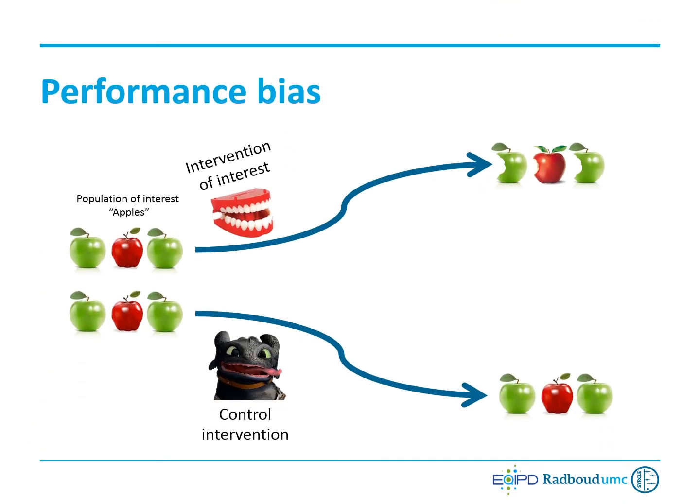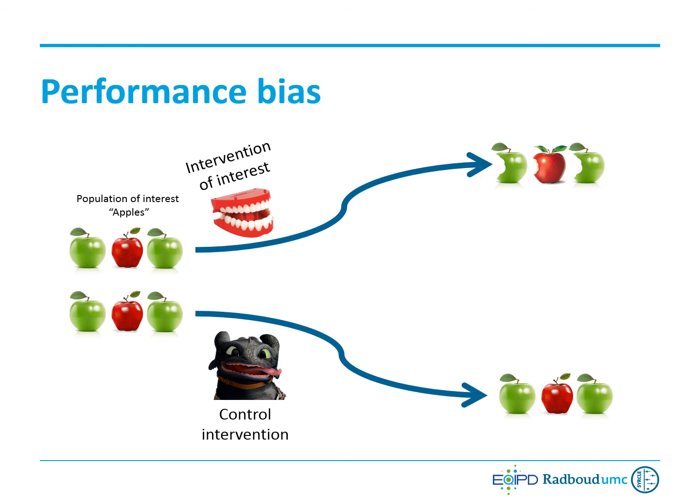Back to our imaginary experiment with 2 groups of 3 apples. In one group, we apply the intervention of interest, which is exposing the apples to a pair of teeth. The other group undergoes the control intervention using a toothless dragon. When we go on to measure how many bites have been taken out of the apples, we want the difference between the groups to be caused only by the intervention of interest, not by any other factor in the experiment.